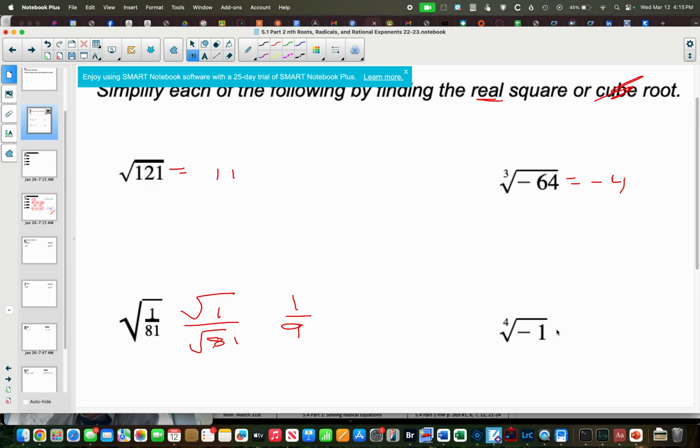Here we have the fourth root of -1. With even roots, if you take a square root or fourth root of a negative, you're going to get an imaginary number. So this is non-real.